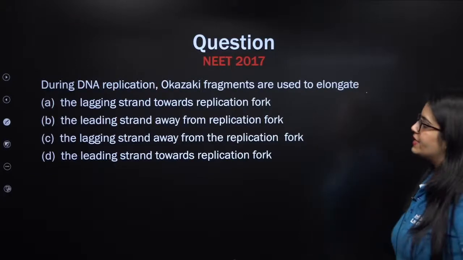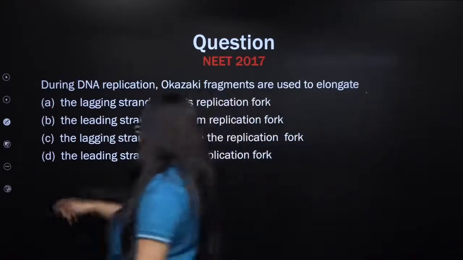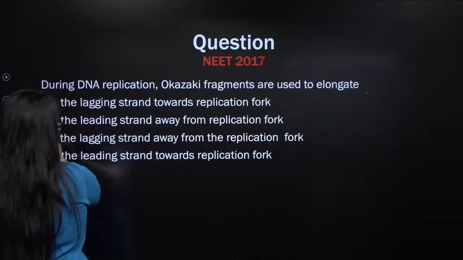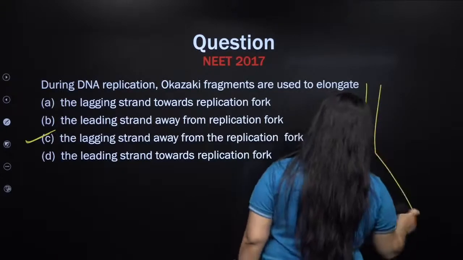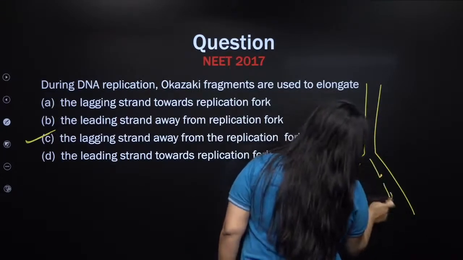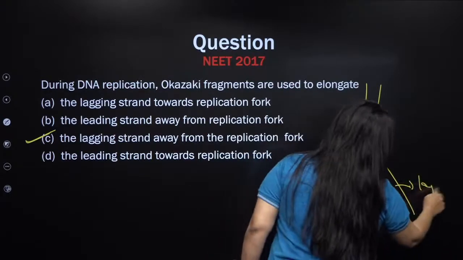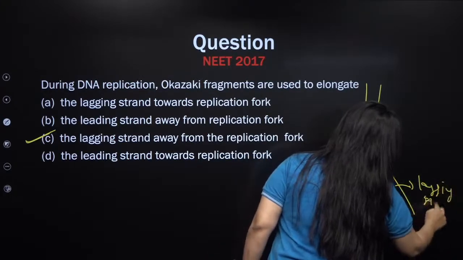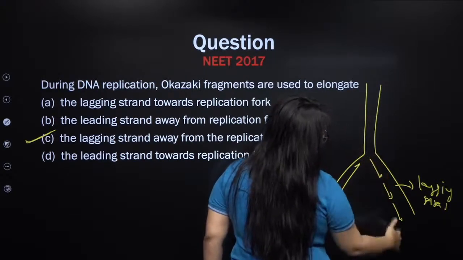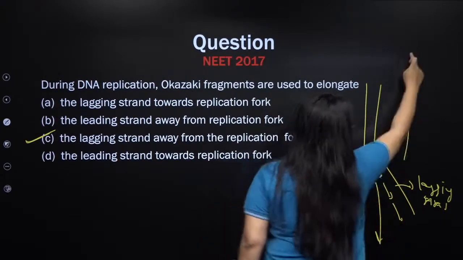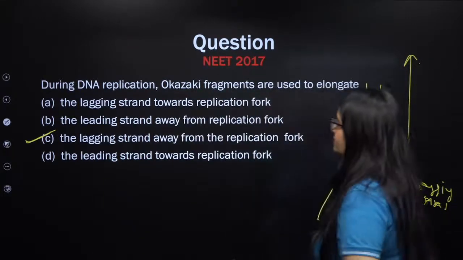So during DNA replication, Okazaki fragments are used to elongate the lagging strand away from the replication fork. So this is the lagging strand, and these are the Okazaki fragments. They are trying to elongate the lagging strand away from the replication fork. Correct? Yeah. Next question.